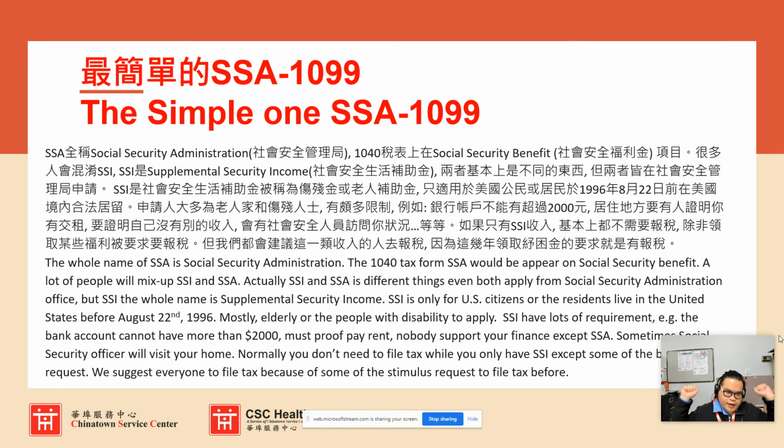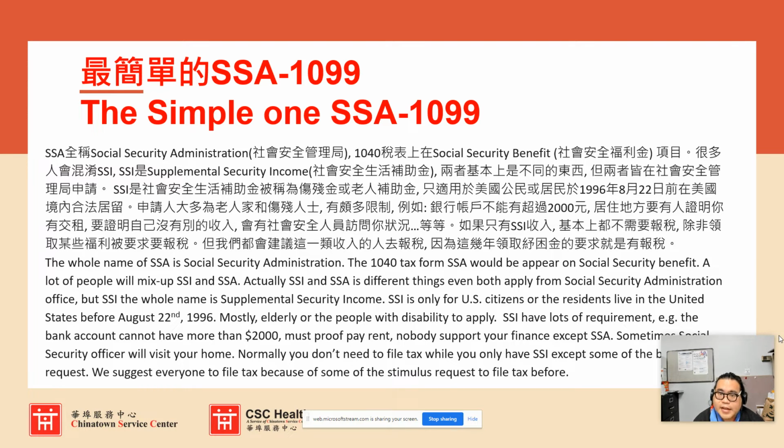Okay, let's start. A lot of people are really confused about what SSA and SSI are. SSA is retirement, and the retirement money comes from the Social Security Administration. That's why it's called SSA 1099, meaning SSA provides the 1099.